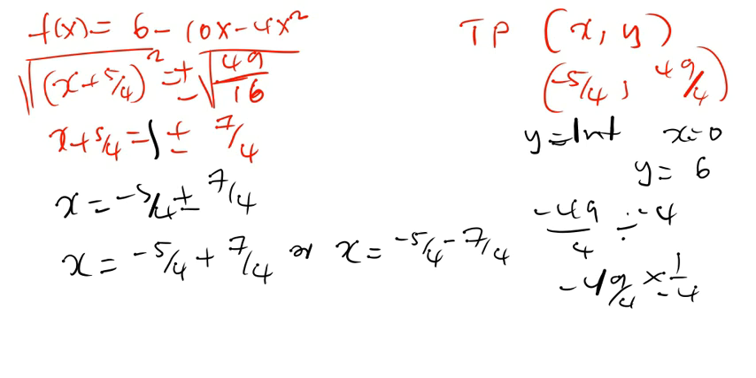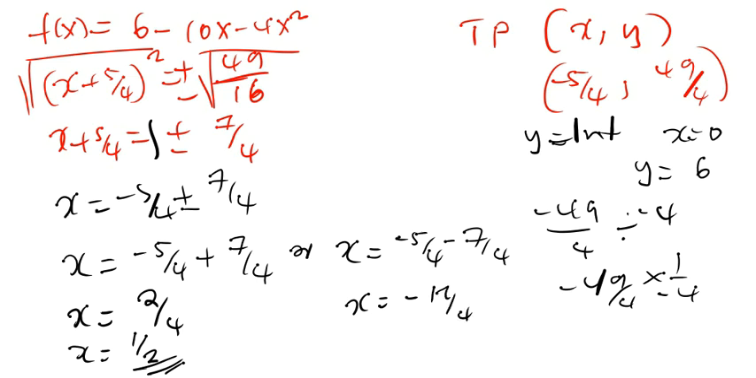So this is what we are going to do. For x, the denominators are the same, so add the numerators. Negative 5 plus 7 is 2 over 4. Now this can be 1 over 2. Next, x will be equal to negative 5 minus 7, which is negative 12 divided by 4. Then it will be negative 3. Have we made any mistake? These are the methods you can be using, guys.